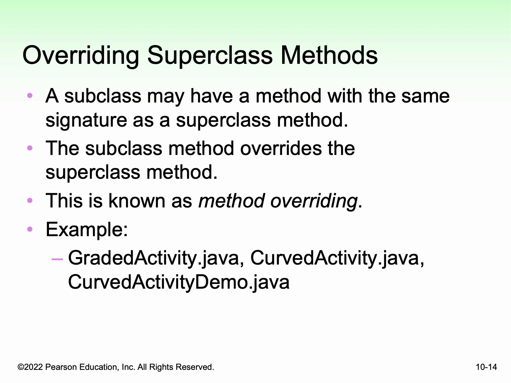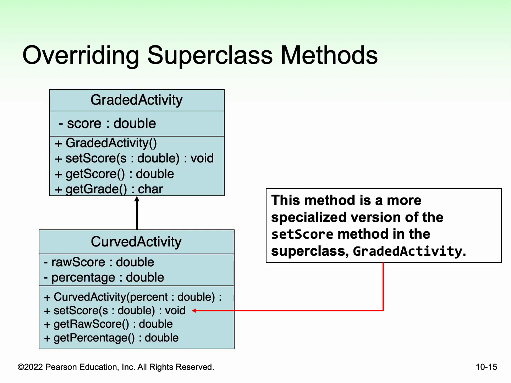And that is where the term method overriding comes from. Let me show you an example. As you can see here, we have a class GradedActivity, which is a superclass, and we have the CurvedActivity, which is a subclass. However, both of these have a method called setScore, one right here and one right here.